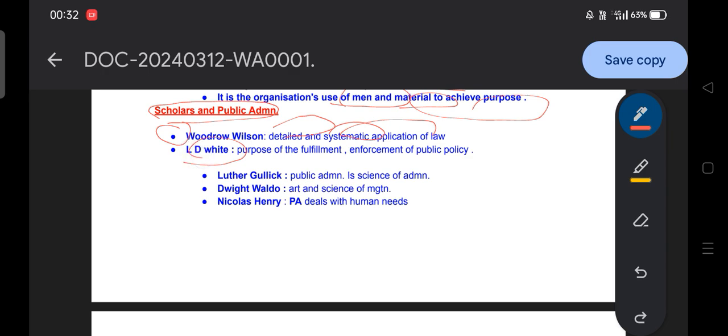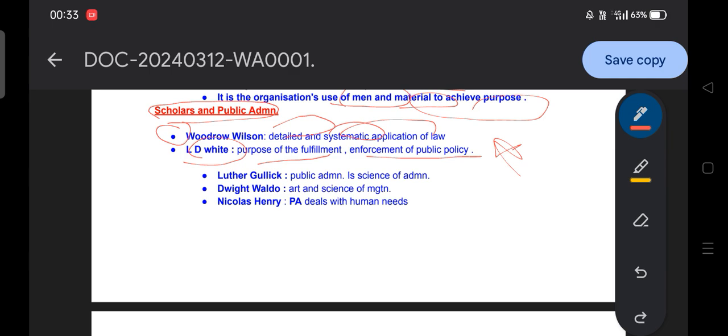White argues public administration is the fulfillment and enforcement of public policy. So it is nothing but the implementation of the public policy made by the respective political executive, like your ministers. The enforcement of public policy is the job of public administration, according to L.D. White. You can remember this.